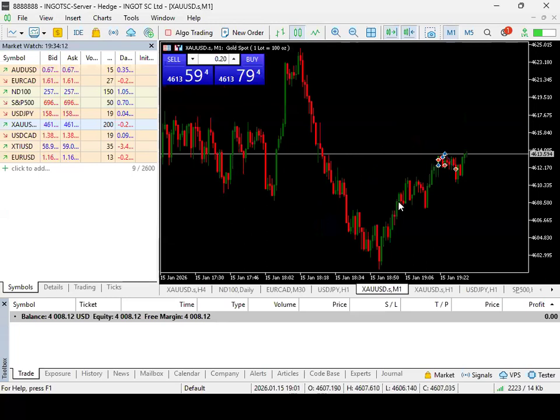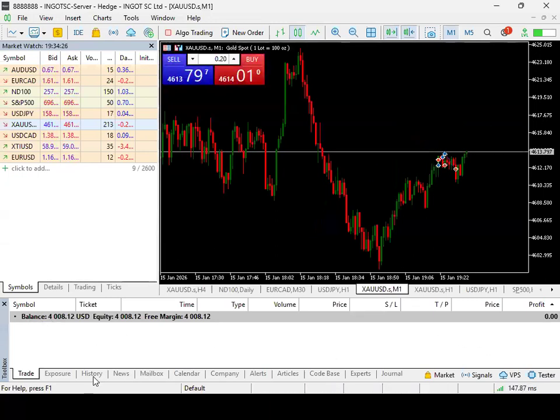Okay. So that's basically how you place a trade on the laptop version. That is how you place a trade. And once you place a trade, it will appear down here, and it shows either profit or loss. So now down here, you can always see what you've done. You can always see if you've made profit or loss.